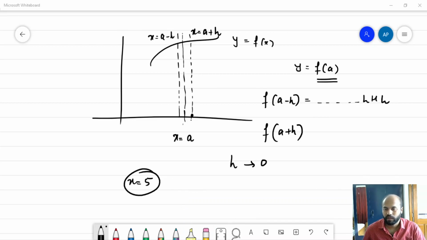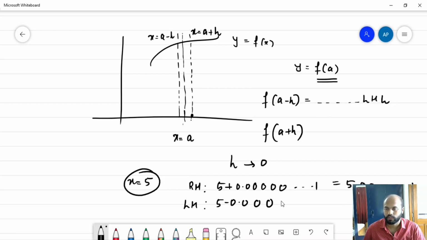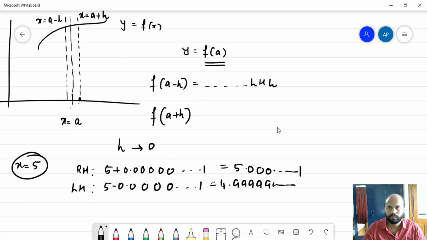If we consider a as 5, then the right hand point is going to be a plus h, that is 5 plus 0.00001, very small, which is going to be 5.00001, and the left hand point is going to be 5 minus 0.00001, which is 4.99999, which is very close to this. It's going to look something like this.